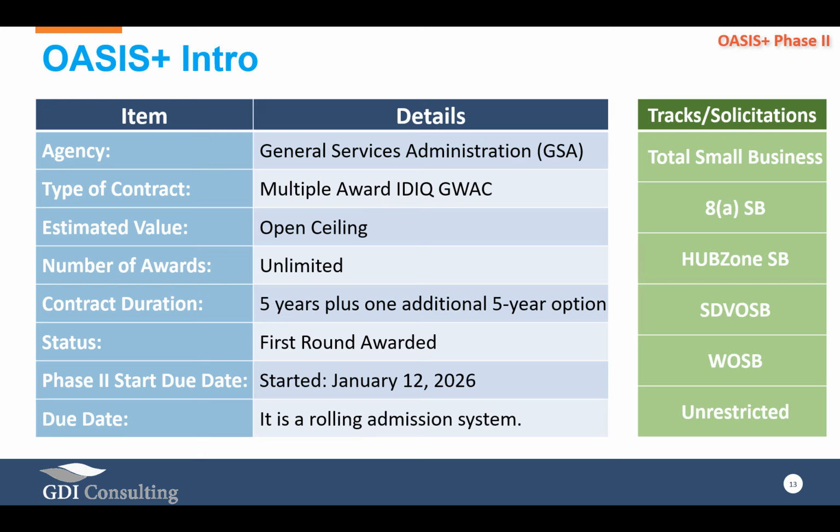Now, just so we have one vocabulary, from here on, when I say small business, I mean the first 5 tracks. So all these, the total small business, 8A, HUBZone, SDVOSB, WOSB. From here on, when I say it's a small business, especially when we go into the scoring, meaning all these 5. So if you're in any of these, that's you. And then we have the unrestricted, or UNR for shorthand on that.